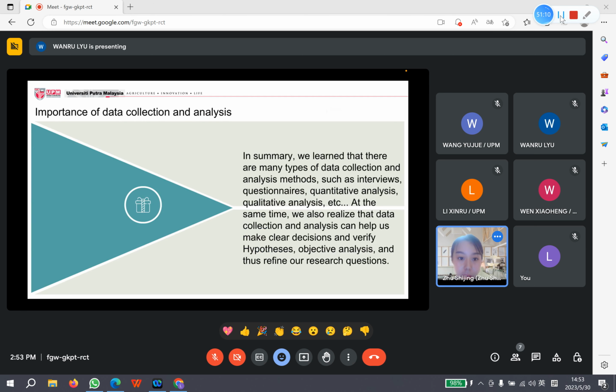Next. In summary, we learned that there are many types of data collection and analysis methods, such as interviews, questionnaires, quantitative analysis, and qualitative analysis, and so on. At the same time, we also know that data collection and analysis can help us make clear decisions and verify hypotheses objectively, and this refines our research questions. Next.